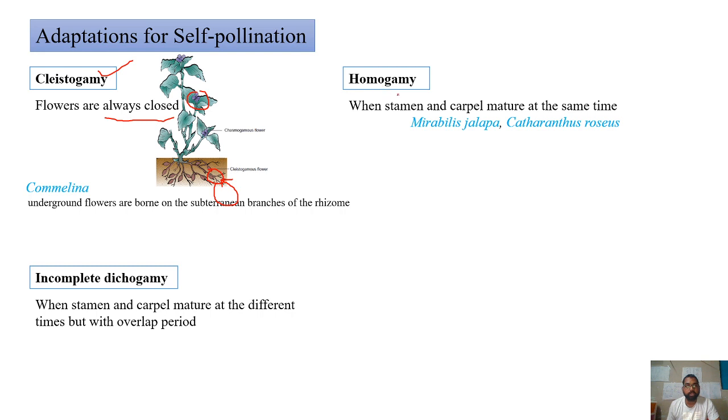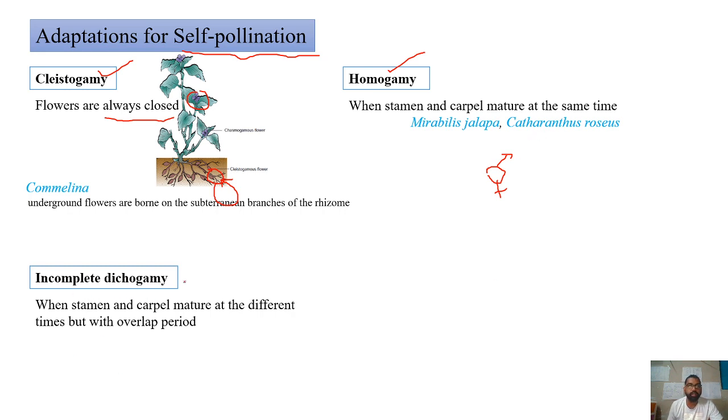Next, coming to homogamy, when stamens and carpels mature at the same time. So when the flower is bisexual and both stamen as well as carpel are maturing at the same time, there are more chances for self-pollination. That is homogamy. You can see this in Mirabilis jalapa as well as Catharanthus roseus.